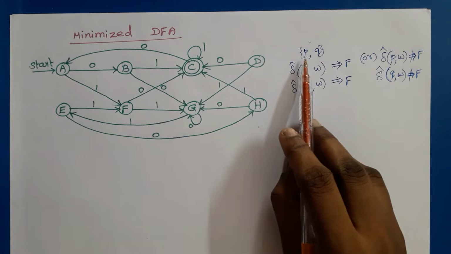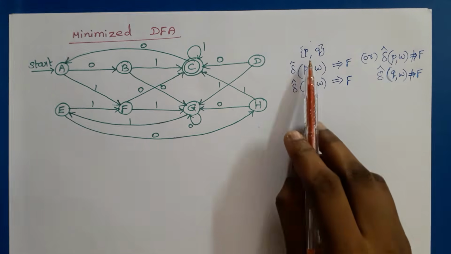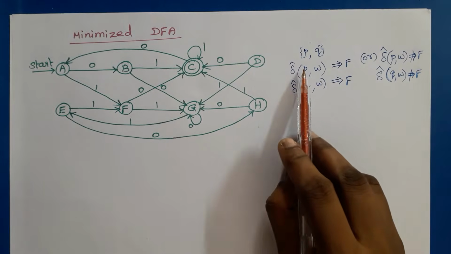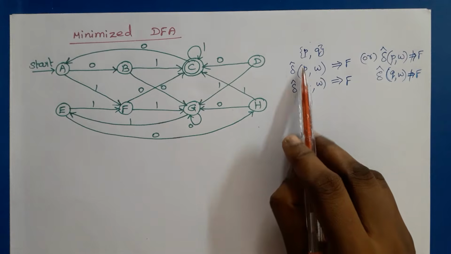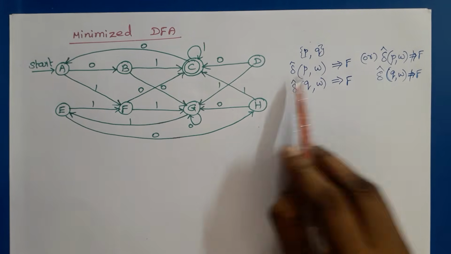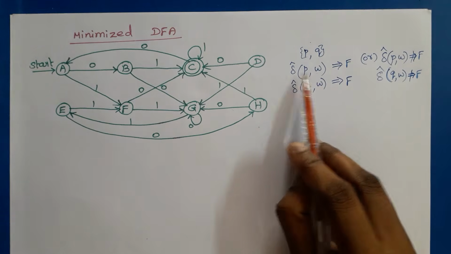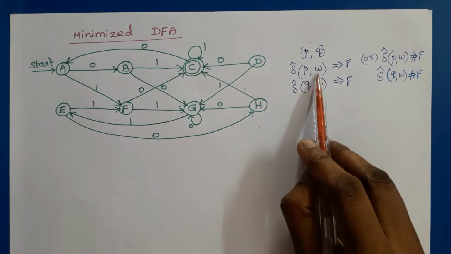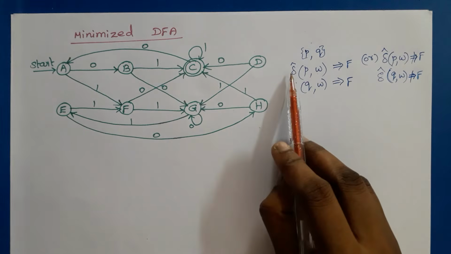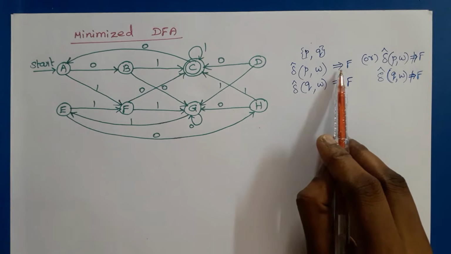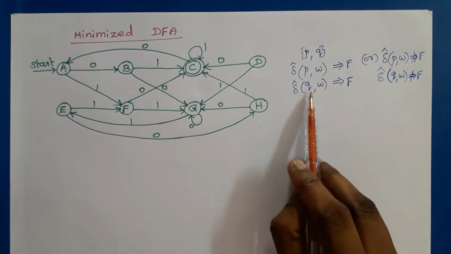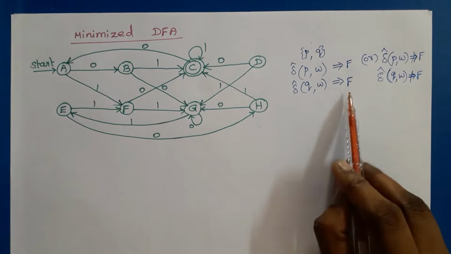For example, if we want to check whether the states P and Q are equivalent, then for the input string W, both must go to a final state. So here P and Q both are going to a final state. Normally we check whether the string is accepted or not accepted using the extended transition function. So δ^(P, W) ends in F, then δ^(Q, W) is also in F.